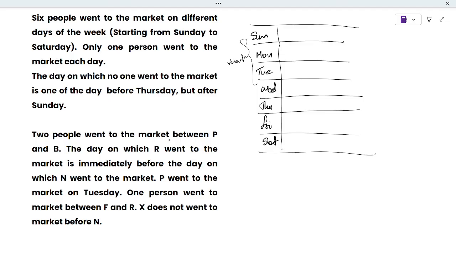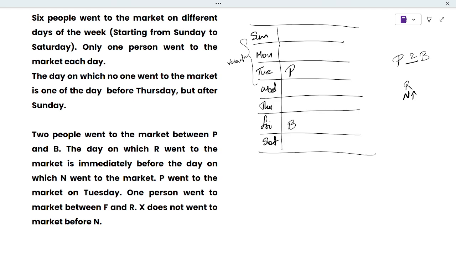2 people went to the market between B and B. The day on which R went to the market is immediately before the day on which N went to the market. So immediately before N will be R. Next one. B went to the market on Tuesday, so it's fixed. So B went to the market on Tuesday, so 2 and B.